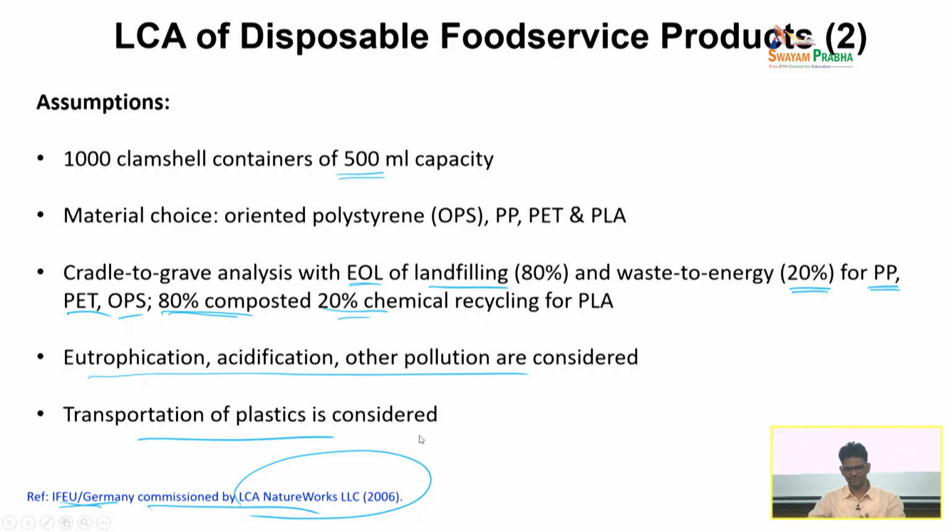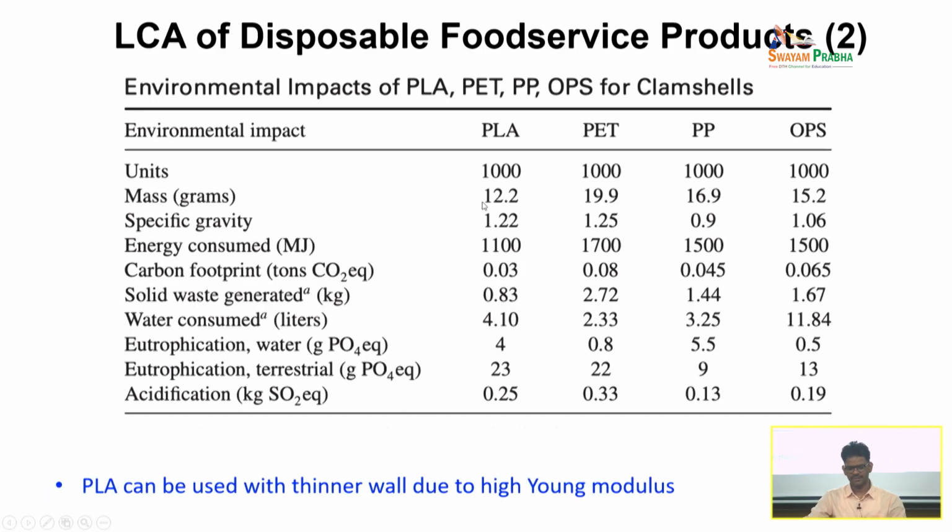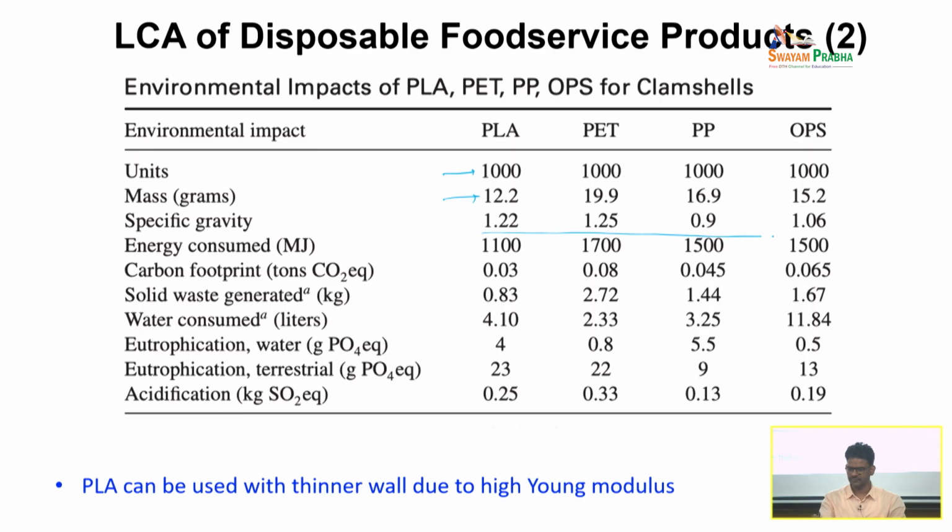Okay, so these are the assumptions. Let us go back to the table. As I said, we are comparing 1000 clamshells made of PLA, PET, PP and OPS, all having 500 ml capacity. So the first row is the same because of the basis unit. If you look at the weight, you see the weights are again different, mainly because the volume is kept constant, but you can make them in different masses because the densities are different. Each material has a different density, which is given here, right.